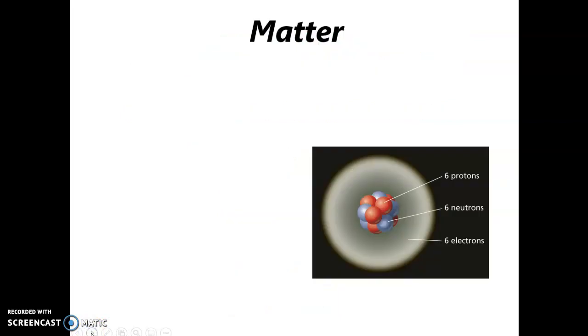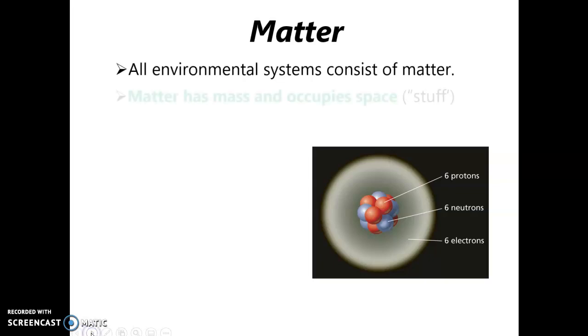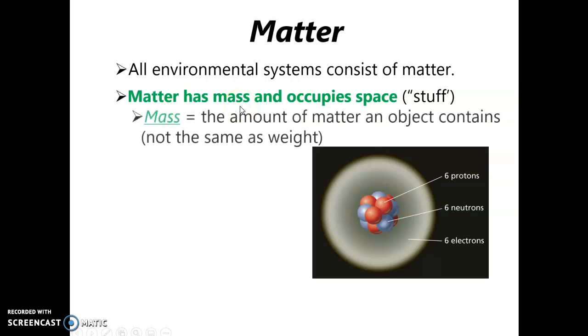Okay, so first we're going to look at matter. Later we'll look at energy. Matter is, let's put up a definition. First of all, environmental systems consist of matter. Matter is defined as that which has mass and occupies space. Kind of a circular definition, but it's stuff. It has to have mass and occupy space.